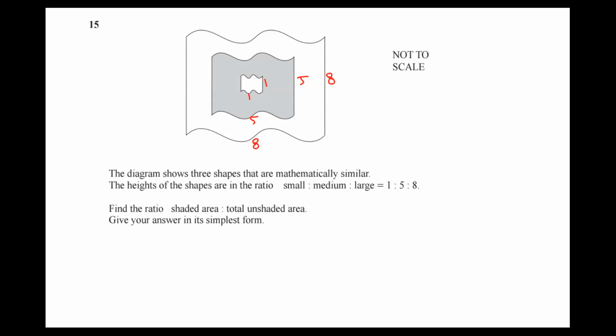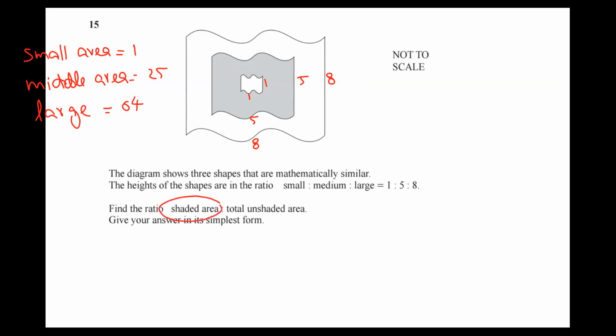So the small area, if I talk about the smaller shape, is 1 times 1, which is 1. And the middle shape area is counted as 5 times 5, which becomes 25. And for the large one, I can take 8 times 8, 64. This works only because the shapes are similar. Now I think we can get it easily.